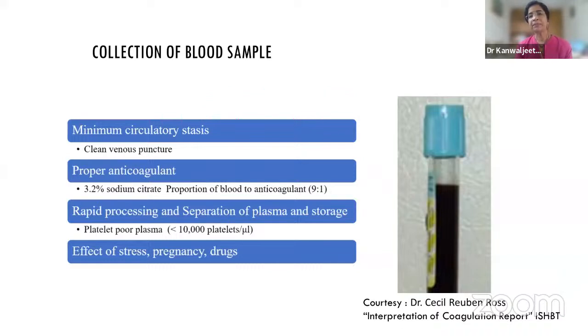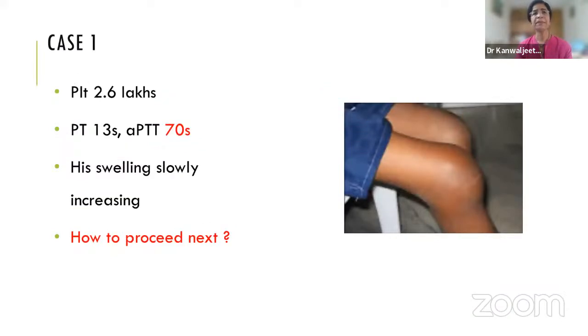As well, it is important that the patient should not be stressed. So we should have a rested patient before we draw the sample. Coming back to our case, the platelet count came back normal, PT was normal, and APTT is prolonged. The swelling is also gradually increasing, and what to do next?